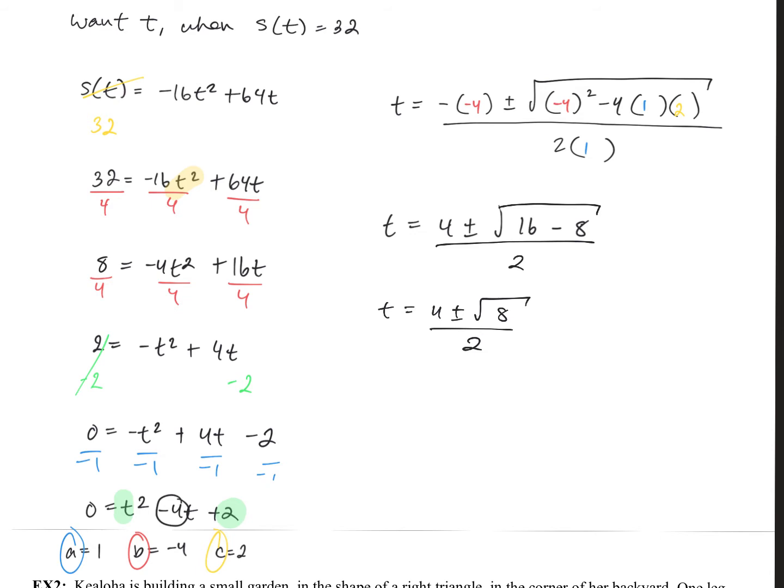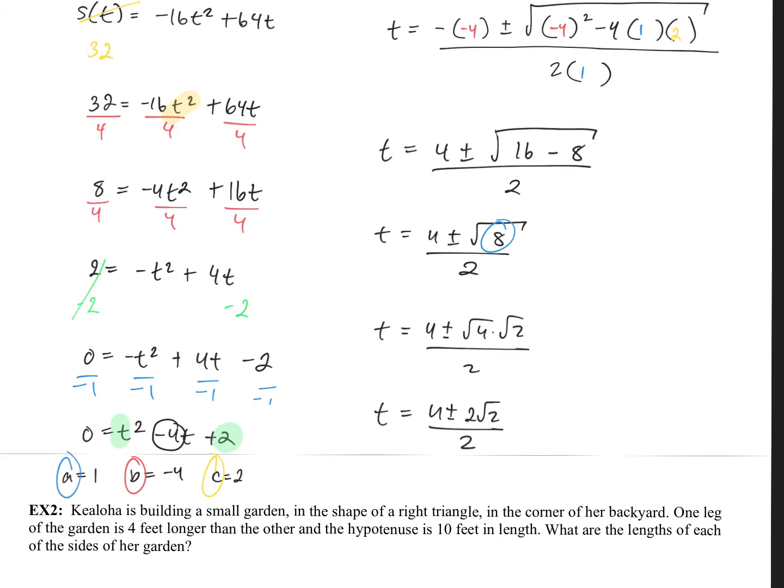Can I simplify this? Well, I know I can simplify that 8, because remember, in 8 there's 4 and 2. So it's going to be 4 plus or minus the square root of 4 times the square root of 2, all over 2. So it's going to be 4 plus or minus 2 root 2 over 2, and I can factor out that 2. So that'll be t equals 2 times 2 plus or minus root 2, over 2. Canceling those 2's, once again, you can only do that once you've factored it. Then we have t equals 2 plus or minus root 2.